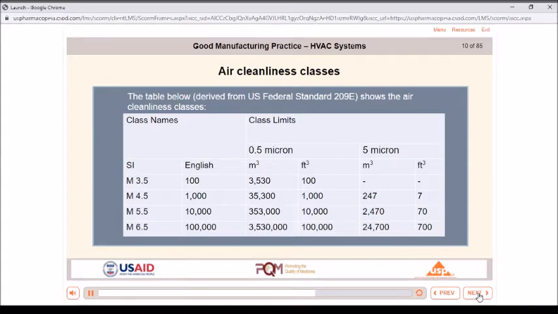3. Class 100,000, M 6.5, is the area where the particle count must not exceed a total of 100,000 particles per cubic foot, 3,530,000 particles per cubic meter, of a size 0.5 micron and larger, or 700 particles per cubic foot, 24,700 particles per cubic meter, of a size 5.0 microns and larger.